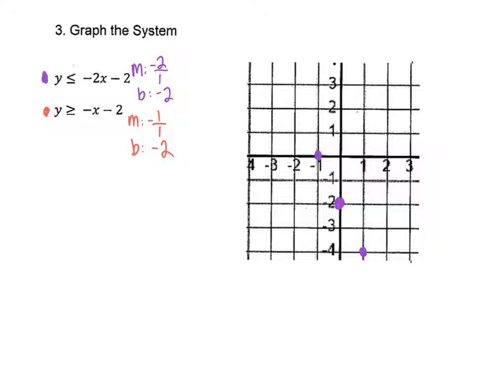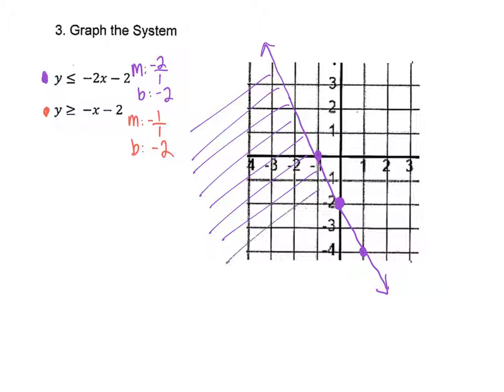Is this a dashed or solid line? Okay. Go long. Shading: less than or equal to. Less than the purple line. Less is going to be to the left this time, because the line tilts downward. It's a negative slope.